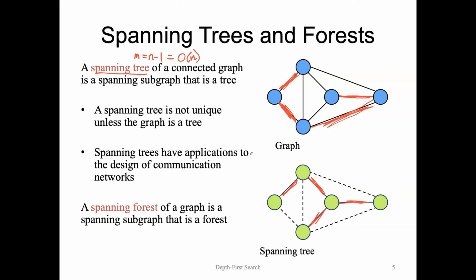So depth-first search, as a result, will give us a spanning forest of our graph. Specifically, it'll give us one spanning tree for each connected component of the graph.